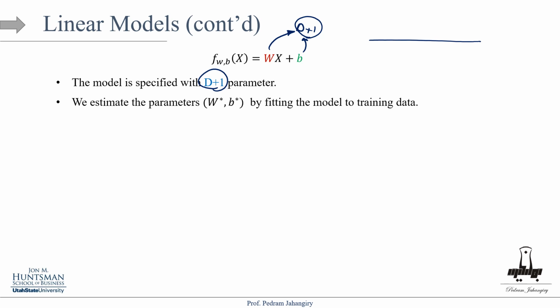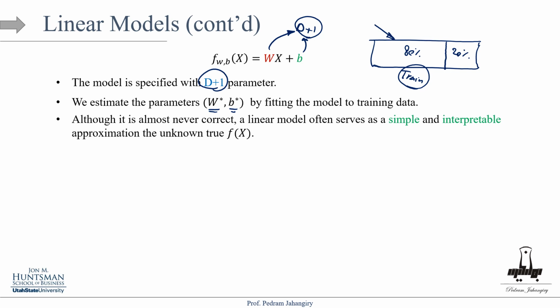We estimate the parameters W stars and B star by fitting the model to train data. So imagine this is the entire data set. As we said earlier, we're going to split it into, let's say, 80% train set and 20% test set. And the model is going to learn the parameters of the model, namely W stars and B star, using the train set. Okay.